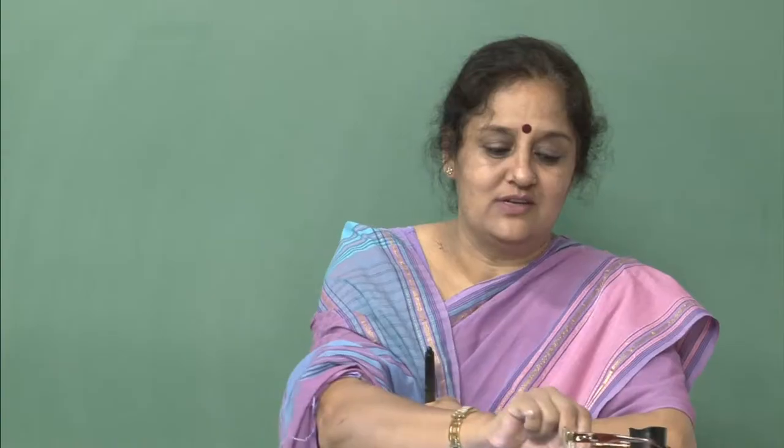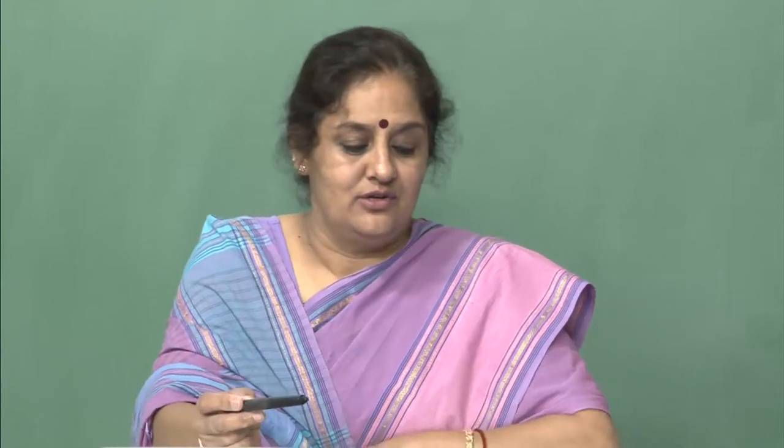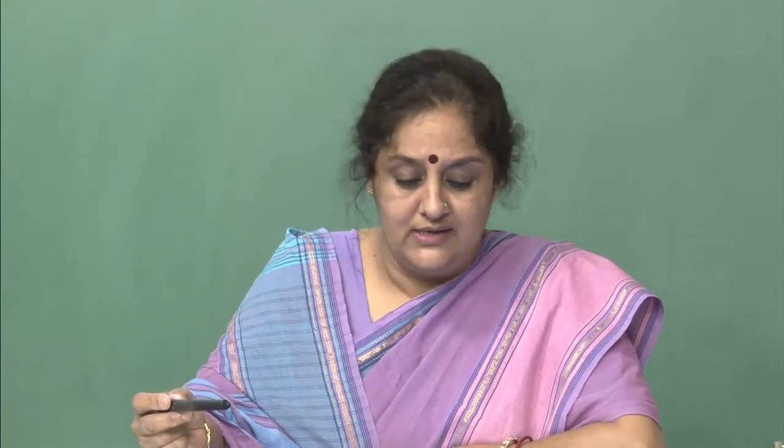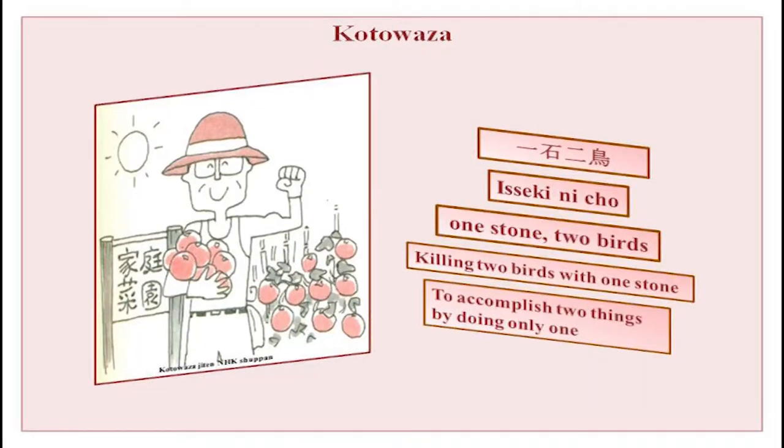Now, we have been talking about kotowaza all along. I have been telling you what kotowaza is. These are simple words joined together, simple small sentences joined together to say something in a very intelligent way, in a very small sentence, something very important, something which has a lot of meaning. That is what kotowaza is. Proverbs are very cultural also. Depending on the culture, depending on the people, idioms and phrases are made. So, this is very Japanese, this kotowaza.